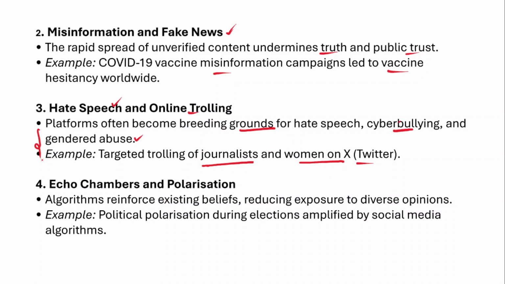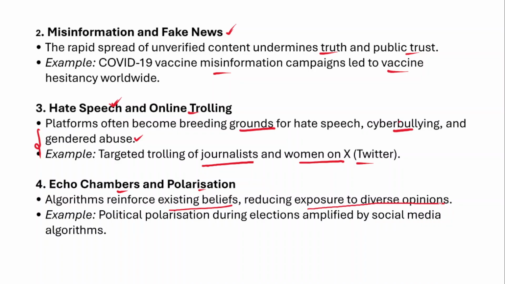So therefore, the politicization and increasing use of the social media platforms for political purposes, all these factors have led to hate speech and defamation of the people by trolling them. And then we need to talk about the echo chambers and the polarization of the communities, polarization of the society. For example, the algorithms which analyze tons of data reinforce the existing beliefs in the society and they also reduce exposure to diverse opinions.